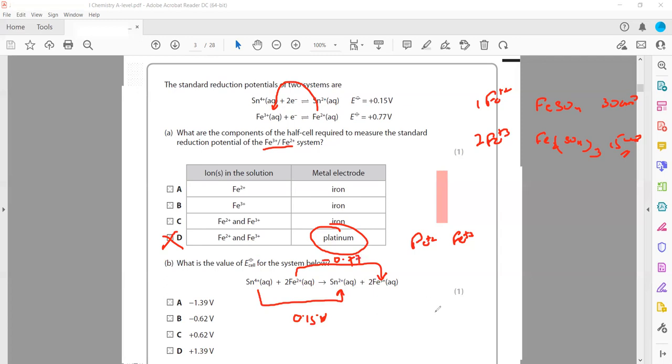So what is the total voltage produced? 0.15 plus minus 0.77. Because look what I'm doing, why I did not use that formula, reduction minus oxidation, redox. We can also use that formula to work out, and we'll get the same answer. It won't make a difference.